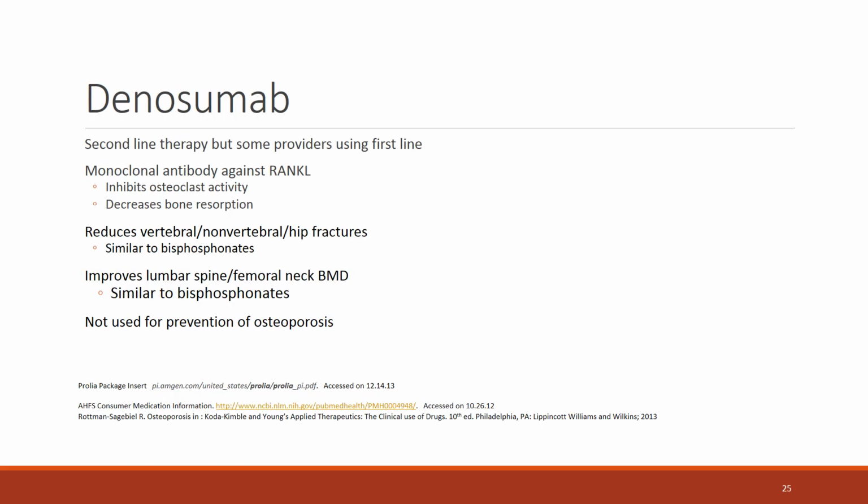Moving on to denosumab, which is not available generically because it's relatively new. It's a second-line therapy, but certainly some providers are using it first line. It's a monoclonal antibody against RANKL. RANKL is a ligand that gets the osteoclast moving, and this is an antibody that works against RANKL, and it inhibits the osteoclast activity and decreases bone resorption. So it works well in that activity.